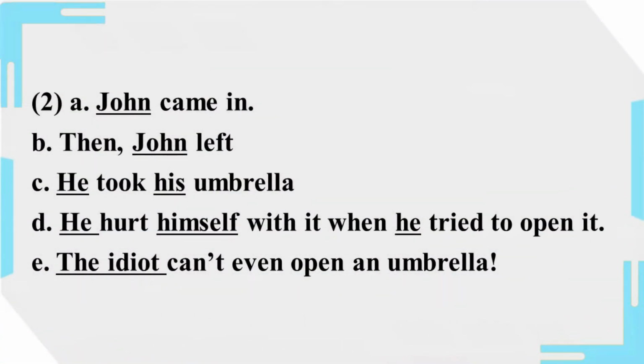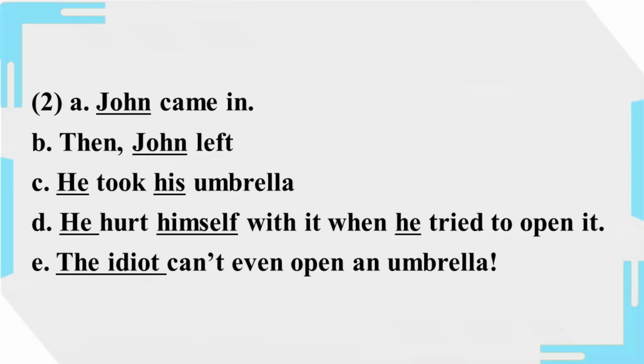John came in, then John left. He took his umbrella. He hurt himself with it when he tried to open it, and the idiot can't even open an umbrella. From the sample sentences, we can refer to John by using the name John, a pronoun he, a reflexive himself, or even an epithet such as the idiot. We could also use the pronoun it to refer to John's umbrella.